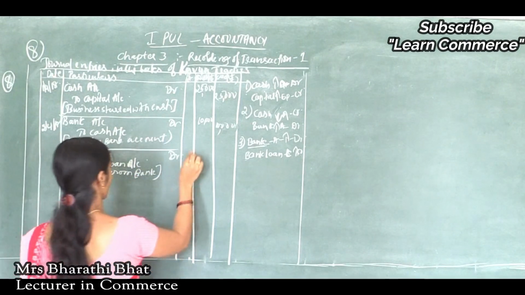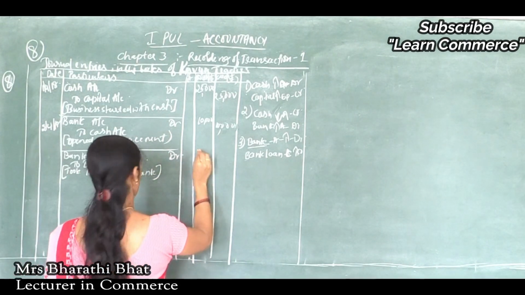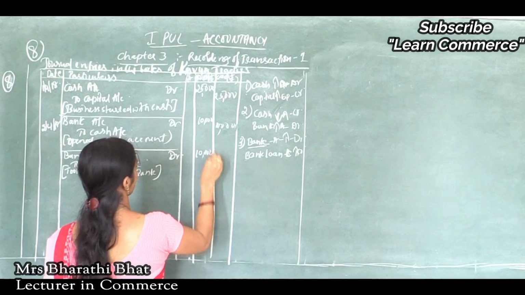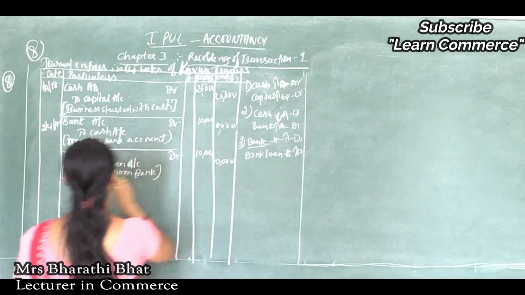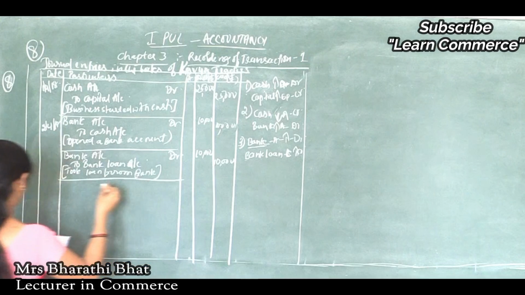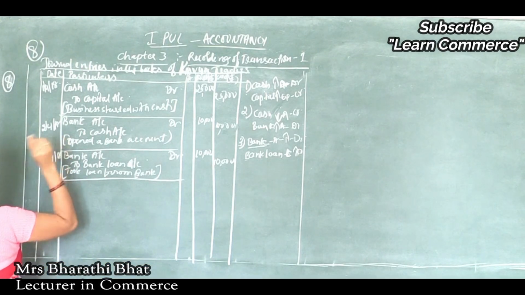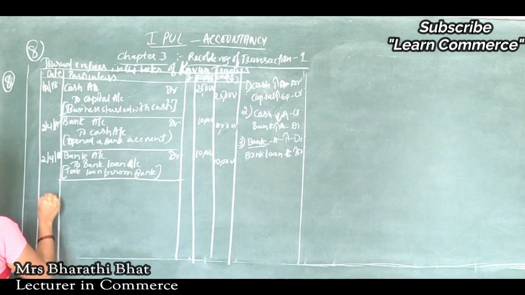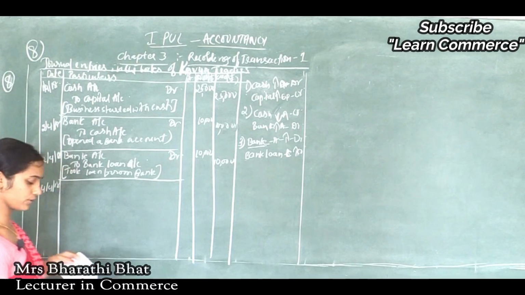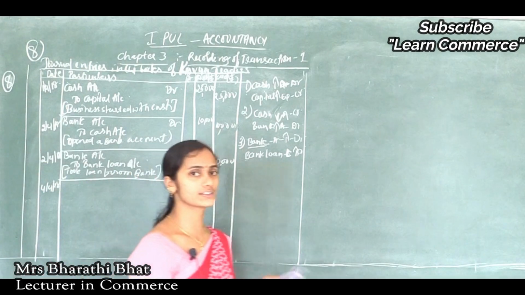Okay. So write the amount, 10,000. Close the transaction. 2/4/18. And next one, 4/4/18. Correct? Bought goods from Satish on credit.